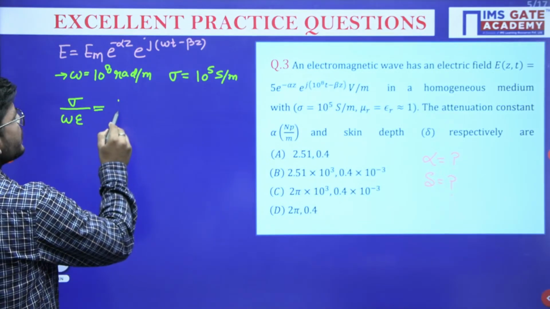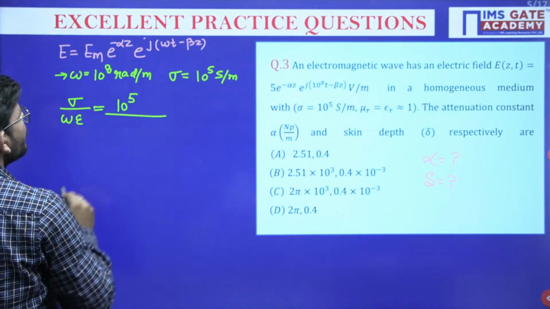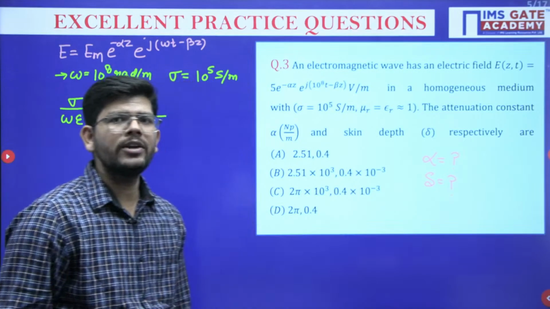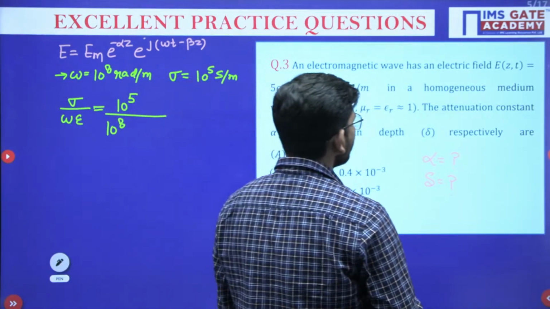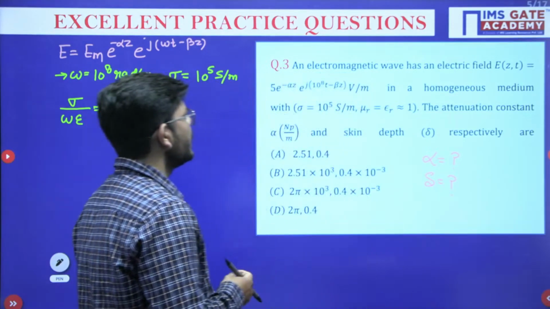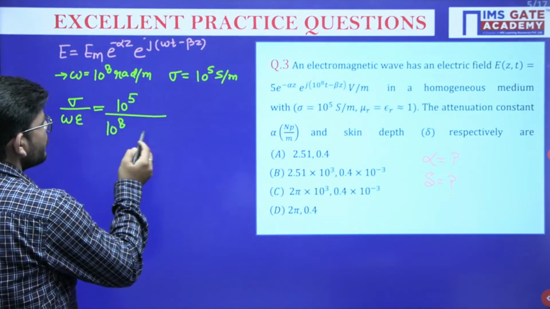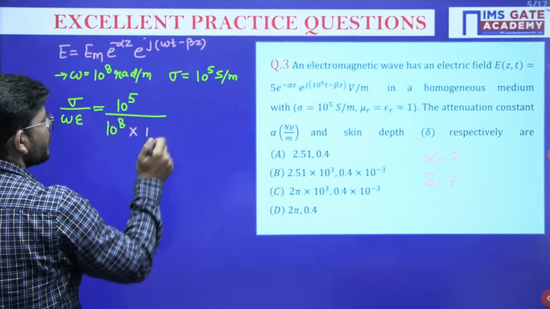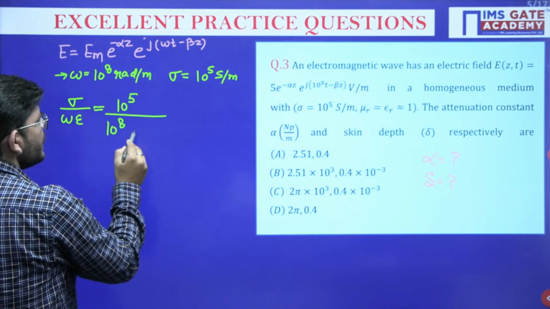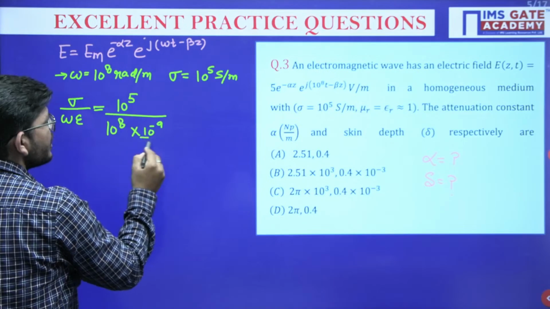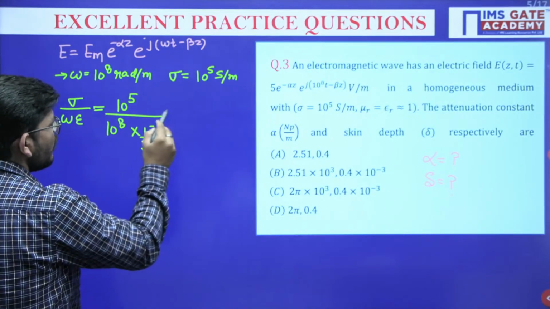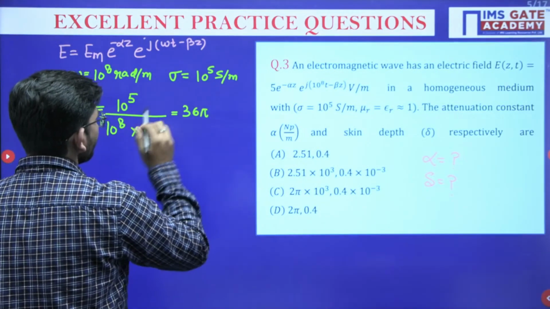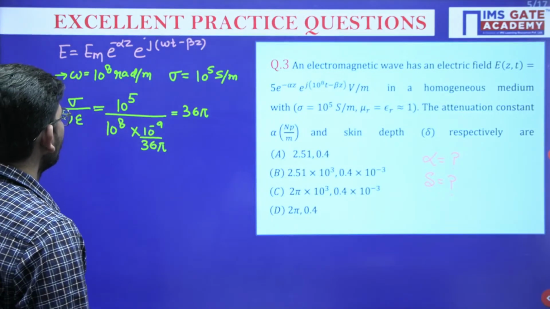How much is sigma? Sigma is 10 to the power 5, divided by omega. Omega is 10 to the power 8. And what is the value of epsilon? Epsilon will be epsilon naught times epsilon r. Epsilon r is given to us as 1. Okay. So if epsilon r is 1, epsilon naught we can write as 10 to the power minus 9 divided by 36 pi. Okay, so how much will it become? This will become 36 pi.